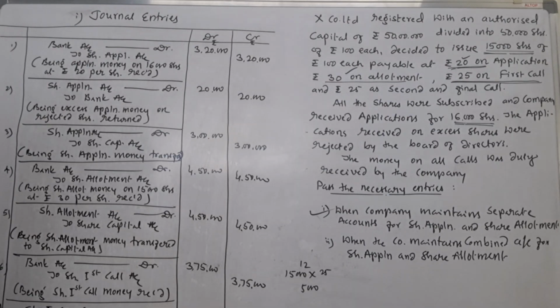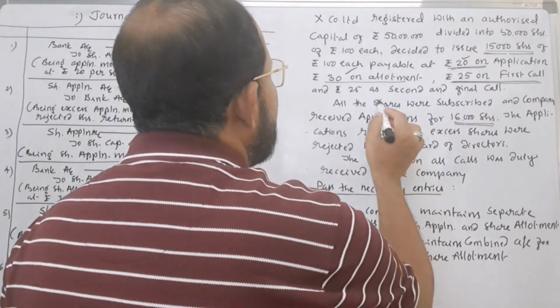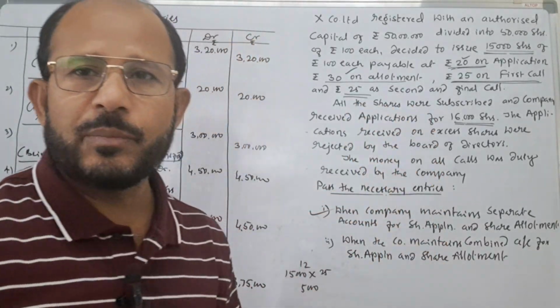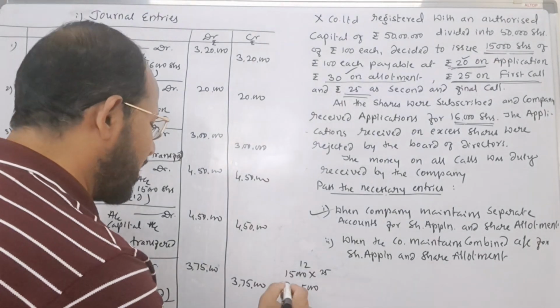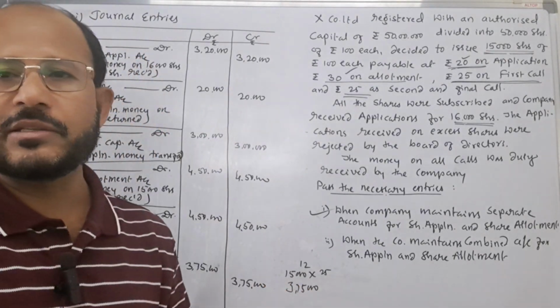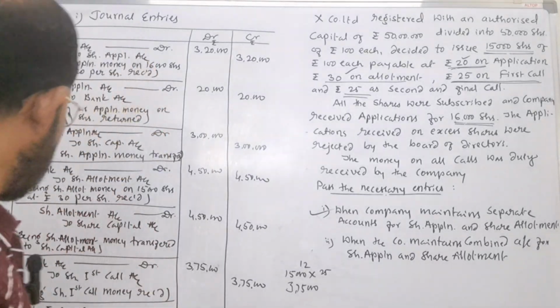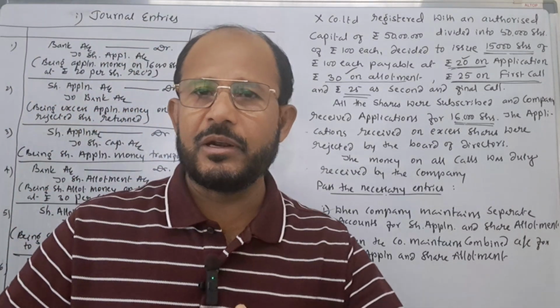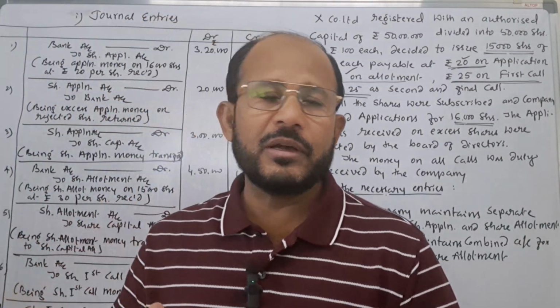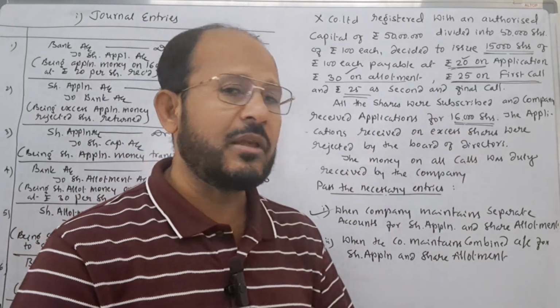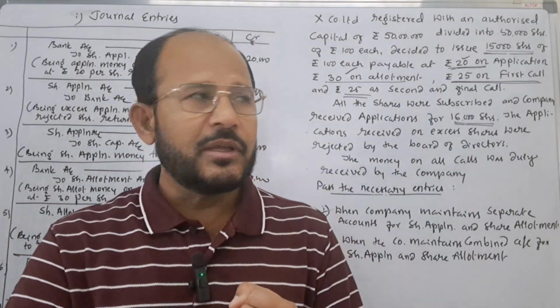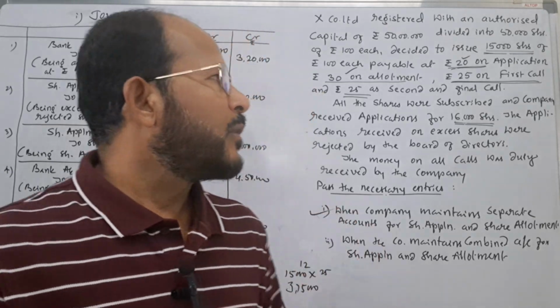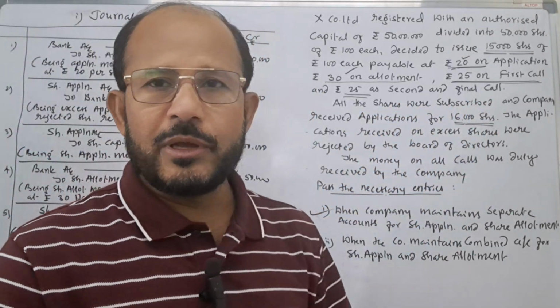Okay. Next one is in a similar way. Second and final call money is also the same. Rupees 25 is there. Again, we get the same amount, rupees 3,75,000. Therefore, for the receipt of the cash, you pass the same journal entry. Whenever the second and final call money was received, bank account is to be debited, and share second and final call account is to be credited.